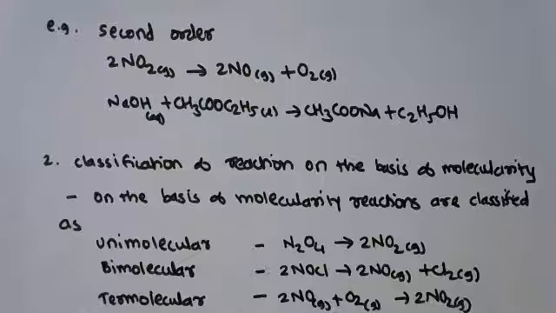So basically what is molecularity, that I have already explained. It is basically the number of atoms, molecules or ions which participate in a reaction. So here only one molecule participates, here 2 molecules participate, here 2 plus 1, 3 molecular species participate. That's why it is termolecular. So far we have seen the classification on the basis of order of reaction and on the basis of molecularity of the reaction.